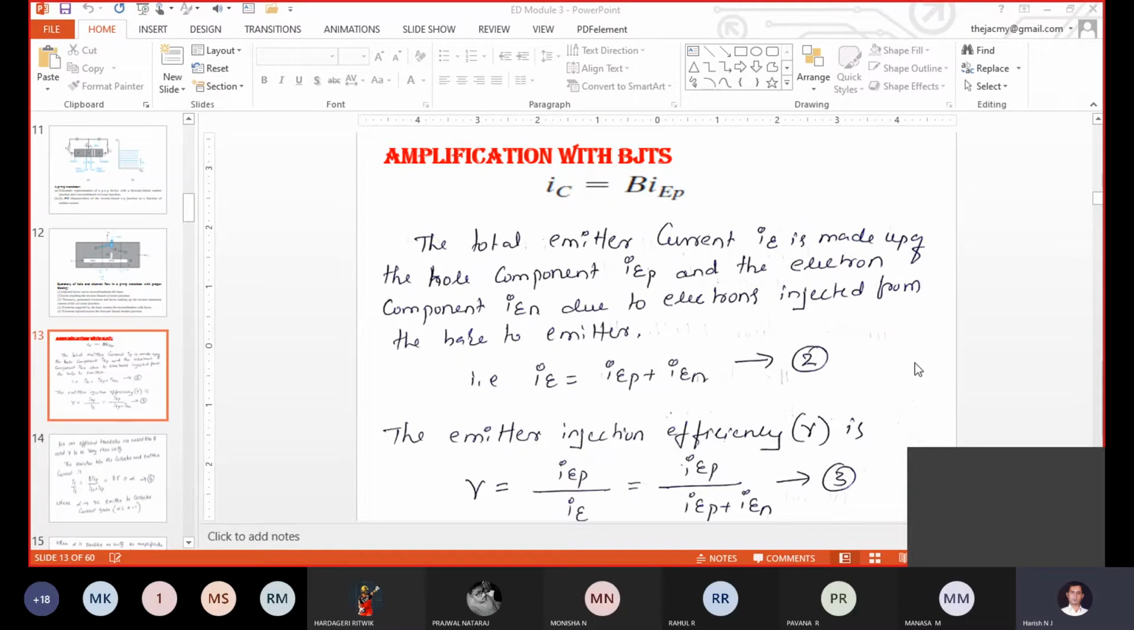For formality, we will define amplification, because I have already told you from day one till now: before starting the discussion of any new topic, you have to give a justification for that particular title. Here the title is amplification with BJT. Amplification can be done with a BJT, a JFET, a MOSFET, and other active elements. Here we are using the bipolar junction transistor for amplification.